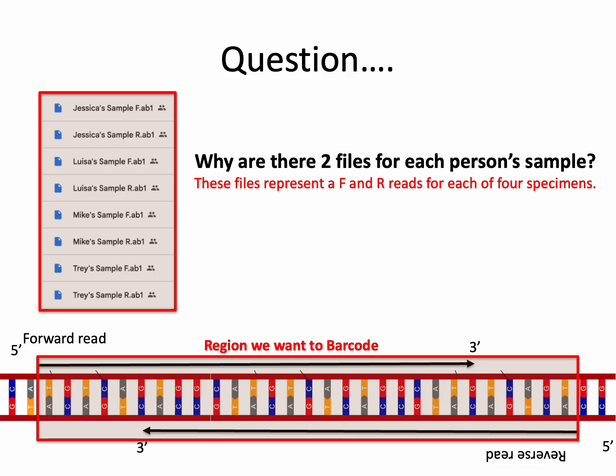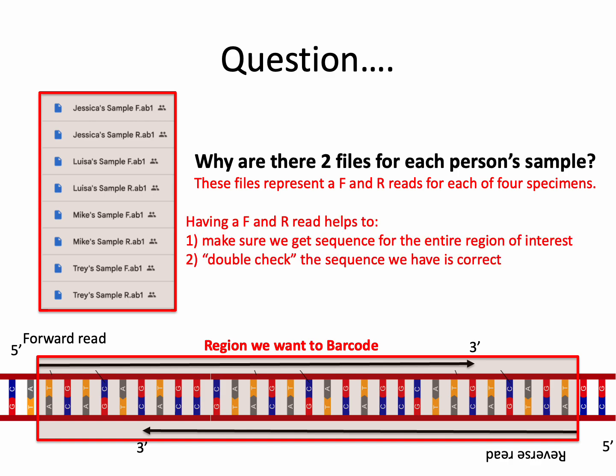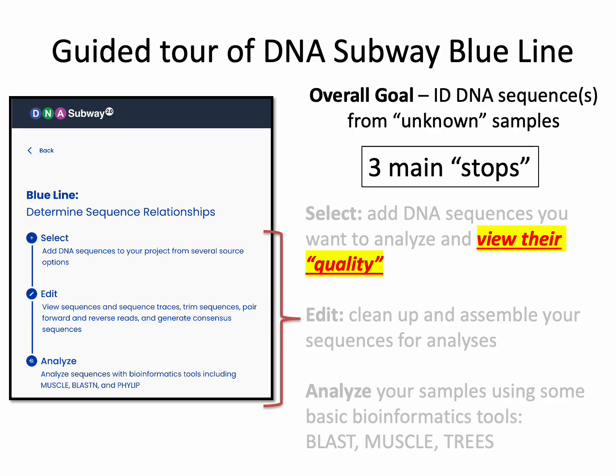All right, so there's 2 files for each sample because they represent a forward and reverse read of the region of double-stranded DNA we're interested in sequencing. Having sequences for both the top forward strand and the bottom complementary reverse strand helps to ensure we have accurate reads for the entire region we want to barcode. Essentially, the 2 reads double check that the region where the forward and reverse sequences overlap are complementary to one another and therefore those individual nucleotides that match up are correct.